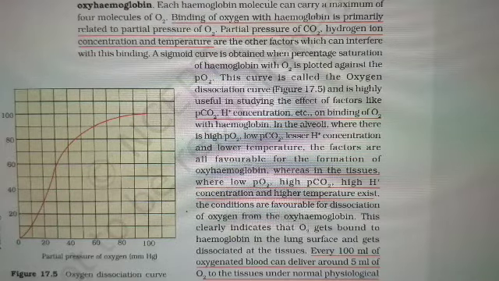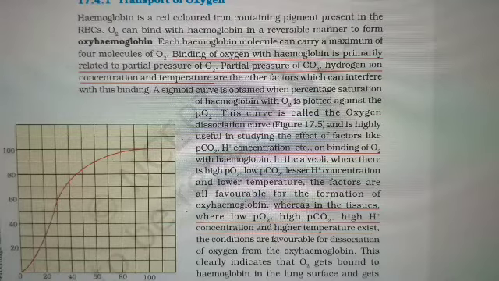In this curve area, we most probably need to focus on the binding of oxygen with hemoglobin, which is primarily related to the partial pressure of oxygen, as well as the partial pressure of CO2, hydrogen ion concentration, temperature, or other factors which can interfere with the binding. These are the factors influencing the saturation of hemoglobin with oxygen. The shape of the curve is a sigmoid curve, with hemoglobin saturation with oxygen plotted against the partial pressure of oxygen. The curve is called the oxygen dissociation curve, and it is very useful in studying the effect of factors like partial pressure of CO2 as well as H+ concentration on the binding of oxygen with hemoglobin.